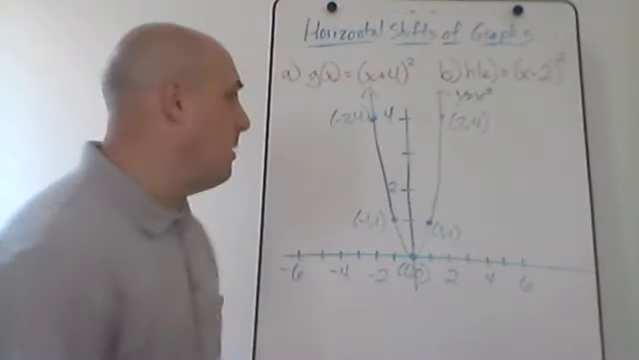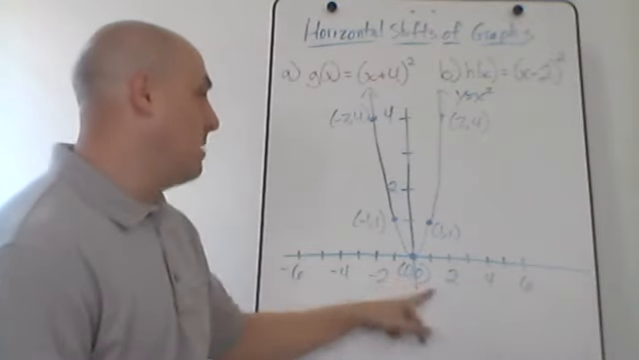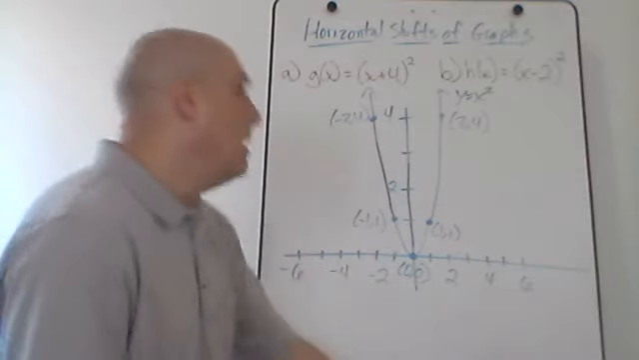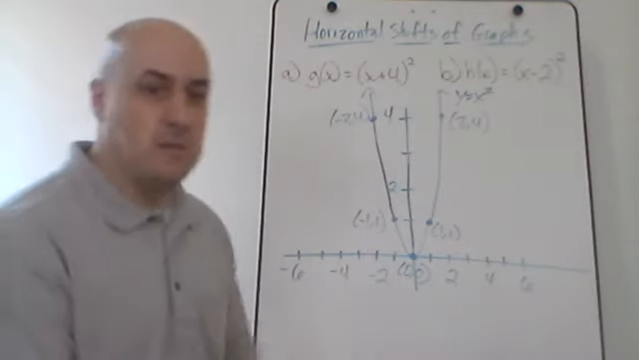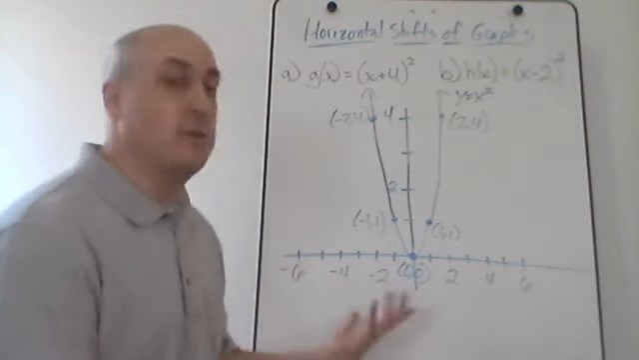Now, if you forget those points, you can always just say, well, 2 squared gives me 4, 1 squared gives me 1, 0 squared is 0, negative 1 squared is 1, and so on. So you can kind of put the points together that way. But if you have to do a bunch of these problems on a test, it's kind of a waste of time to have to do that every time. It's a lot better to just know what those points are.